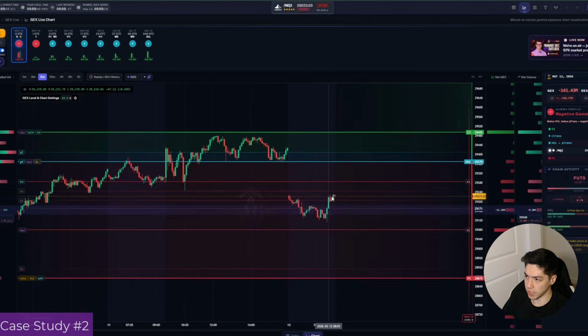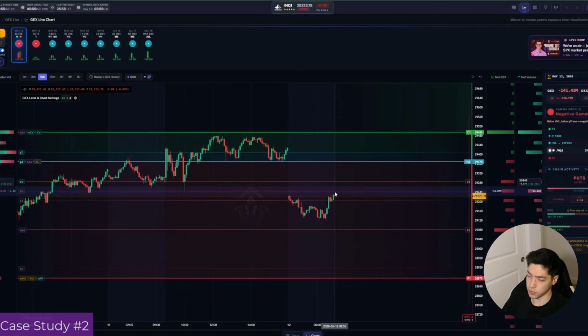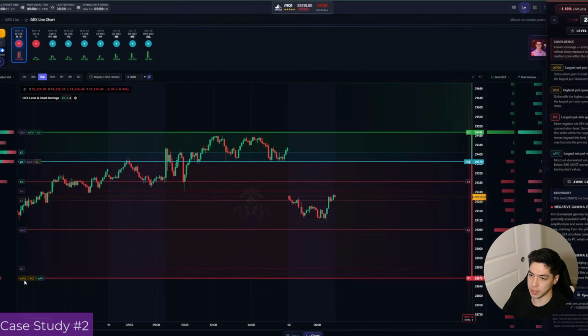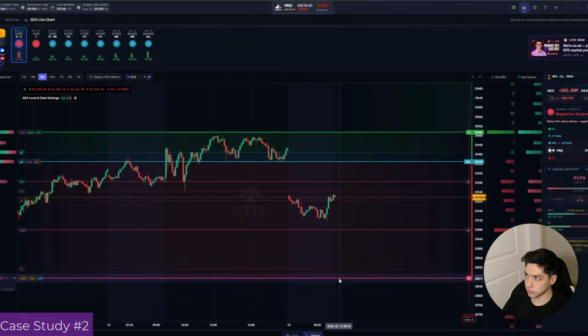In terms of the downside, if we make another push lower off the open, as long as we stay below the HVL, I will be looking for us to potentially rotate lower and create a deeper pullback. I'll be keeping my eyes on P2 and P1 because these are pretty important levels. They're pretty large, but especially P1, because we have net put open interest and net put volume all stacked at 28,875. It's going to be a pretty important level for me to watch this morning if we make our way down there.